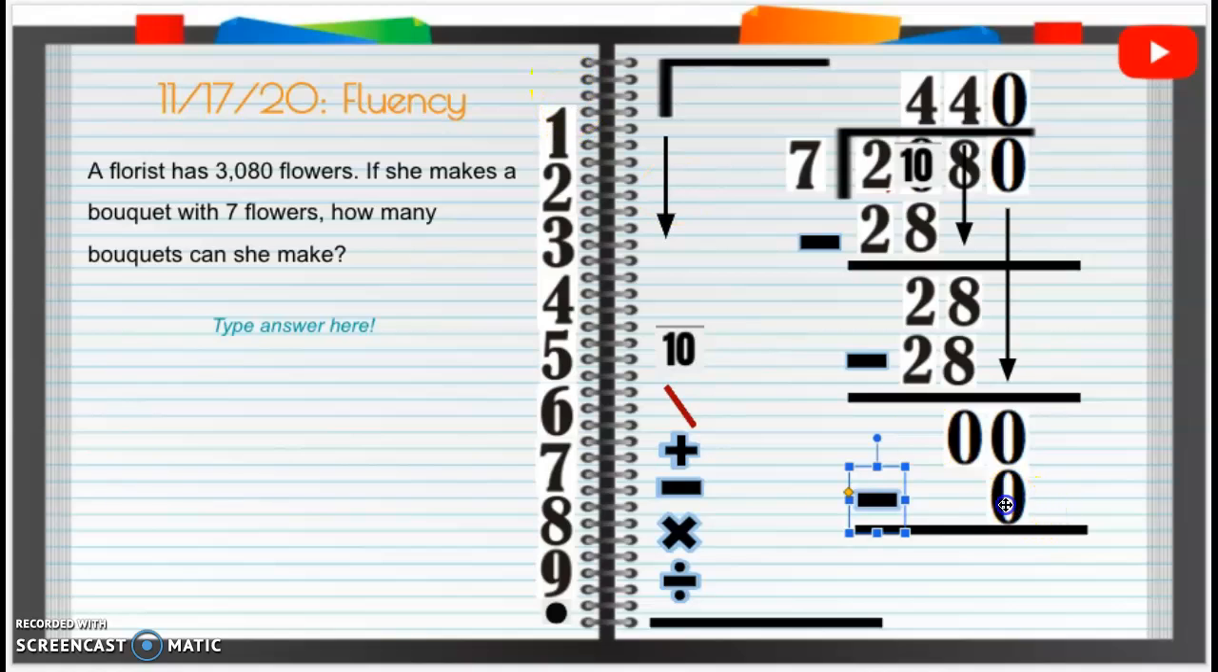There's nothing else to bring down. So that is our final answer. Our final answer is 440. So our answer is 440 bouquets that she can make.